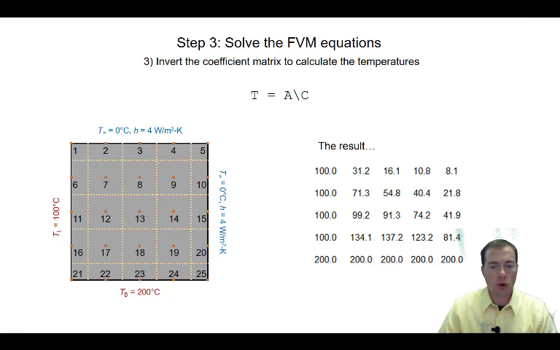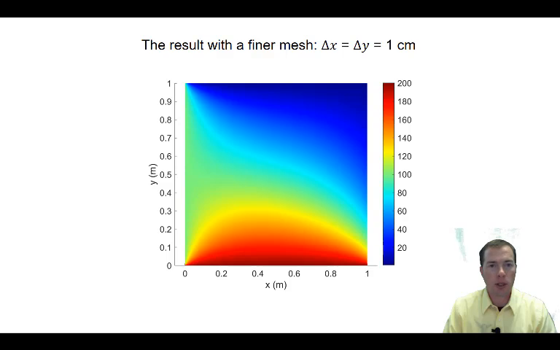This is a relatively coarse mesh. We can greatly improve the approximation of the temperature field by using a finer mesh. Here is an example of a finer mesh using volumes that are 1 centimeter on a side. So we have node spacing here of 1 centimeter. The bottom surface of the square is at 200 degrees C. The left-hand side is at 100 degrees C, and heat transfers from these hot sides through the square to the sides with convection heat transfer.